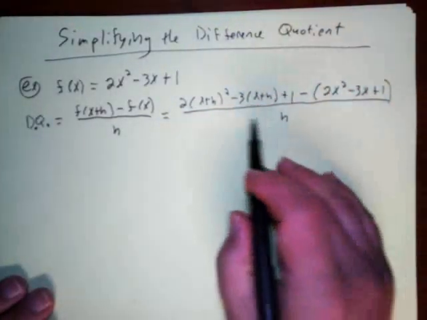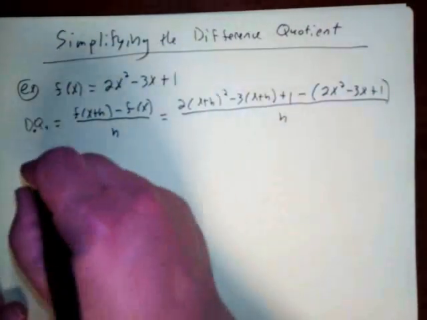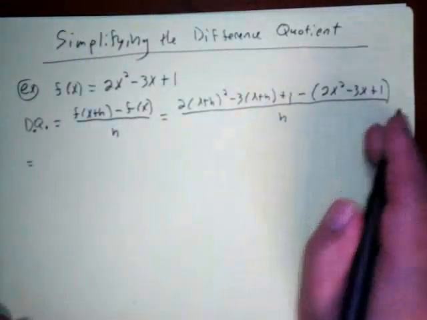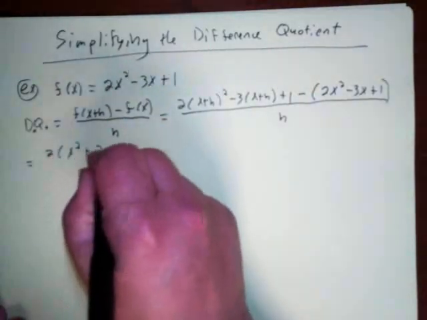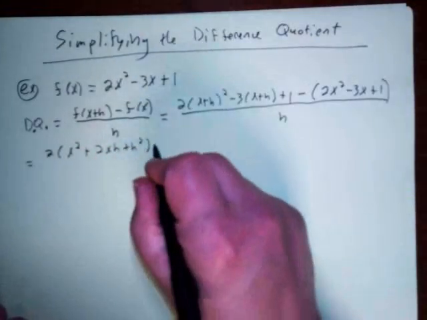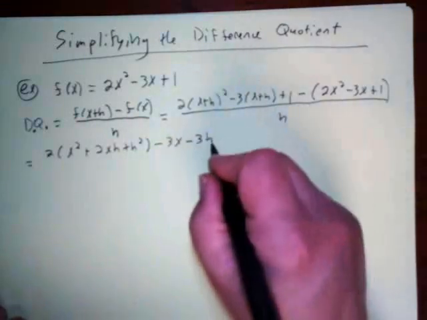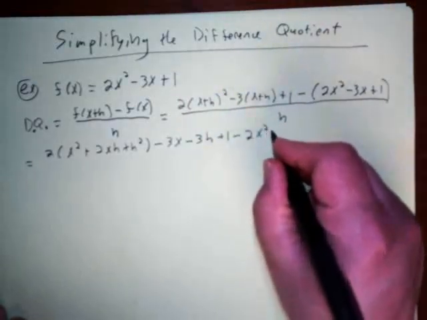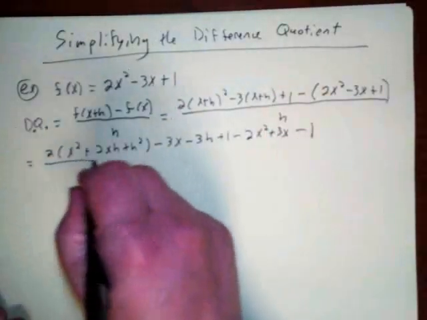So we want to simplify this. Hopefully we can simplify this all out so that I can take care of that h in the denominator. Okay? So here I'm going to FOIL this out and distribute the -3, distribute the negative sign there. And when I do that, I get x squared plus 2xh plus h squared, and then minus 3x minus 3h, and then plus 1, and then distribute the negative sign, negative 2x squared plus 3x minus 1, and all of this over h.